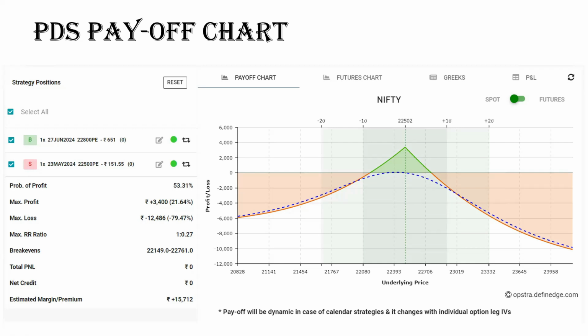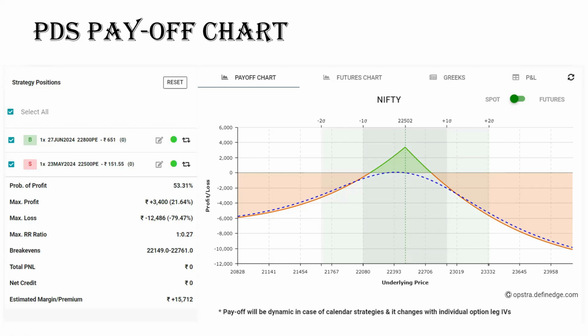It is getting 650 rupees. And the weekly option is at the money, right? So that is 22,500. So we are selling this 22,500 for 150. You see the probability of profit is showing 53% because we have only 2 weeks in the month. If you start in the first week of May, this probability would be much higher. It could be 70, 80, 85% like that.